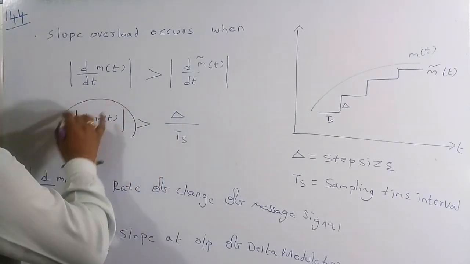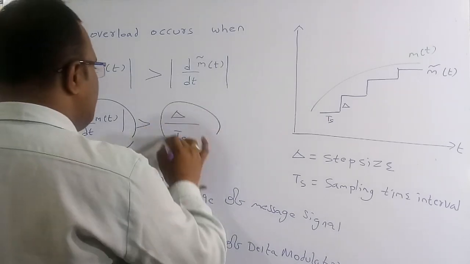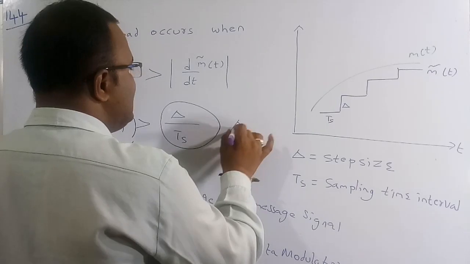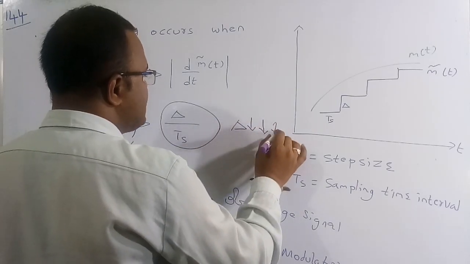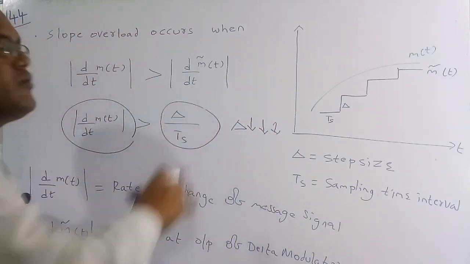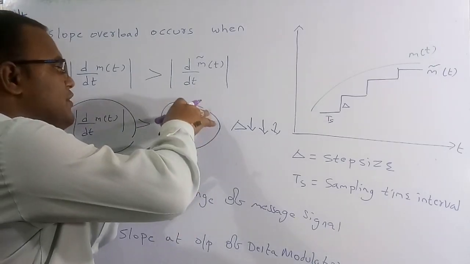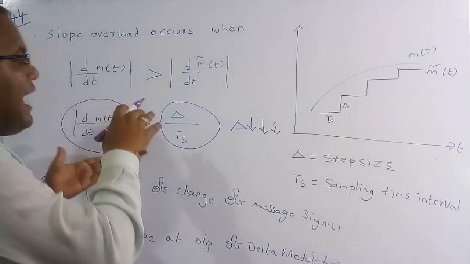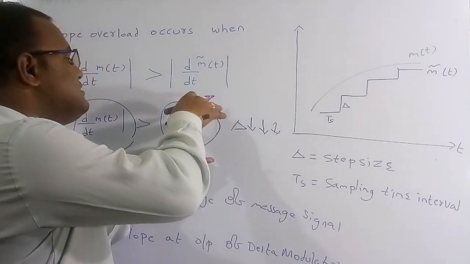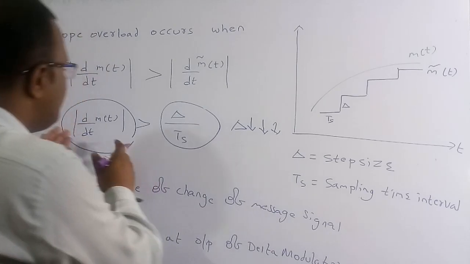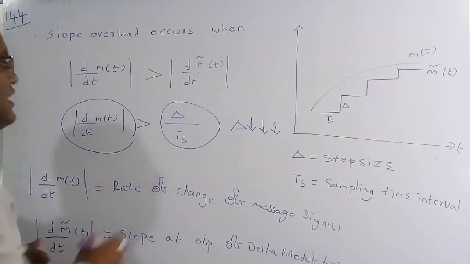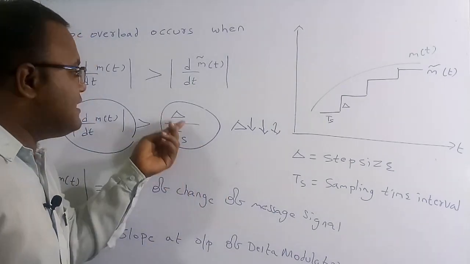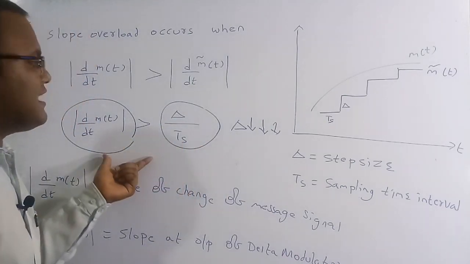So this value will be higher when this value will be lesser. Therefore, if delta is decreasing, so when the step size is decreasing, this term will become a very low value. When this value becomes low, automatically this value will be higher. So whenever this value is very low, automatically this value will be higher, and this condition is going to get satisfied. So when delta is decreasing, yes, this condition is satisfied.